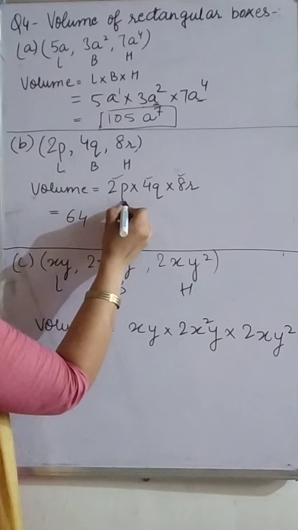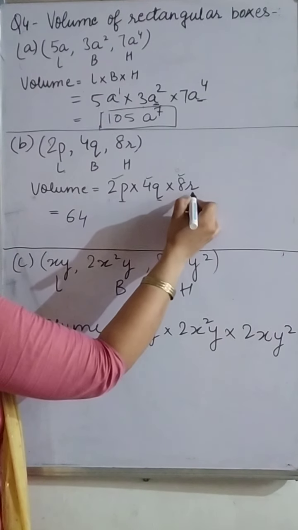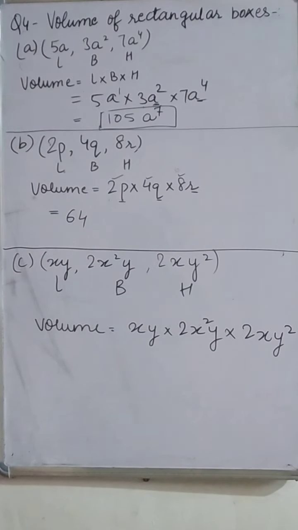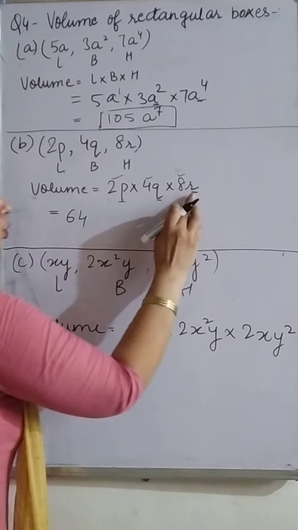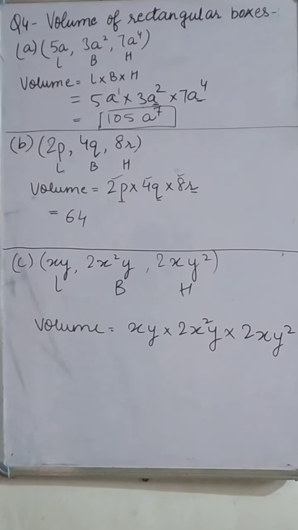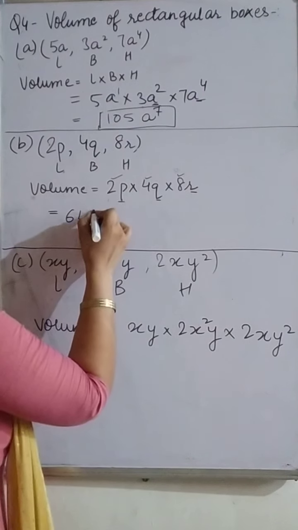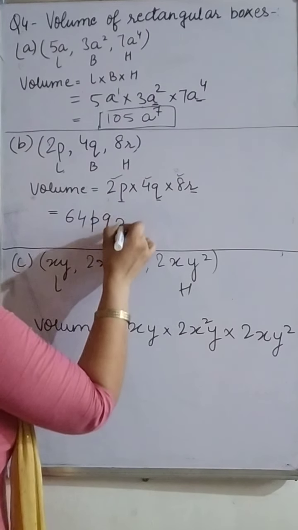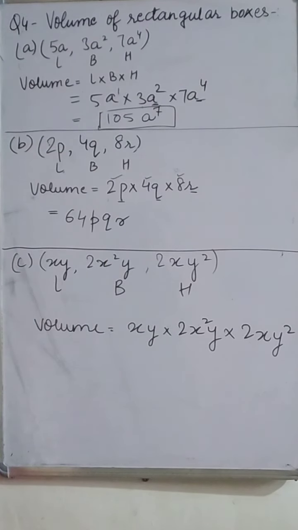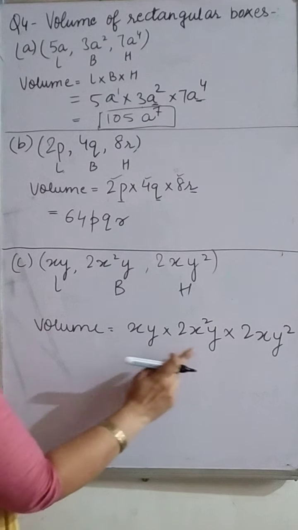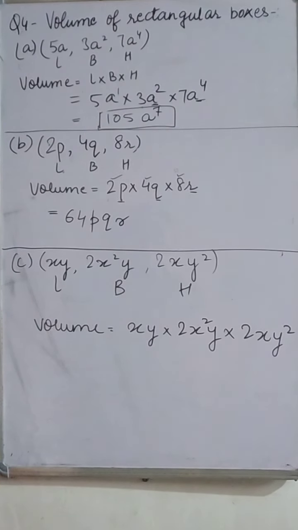Now see, in the first is given p, in the next monomial q, and in the next monomial r. These p, q, r are all unlike terms. They have different bases, so we can't add or subtract the powers. We will write these as they are: pqr. Clear? Next, length, breadth, height given. Find the volume. So volume is length into breadth into height.